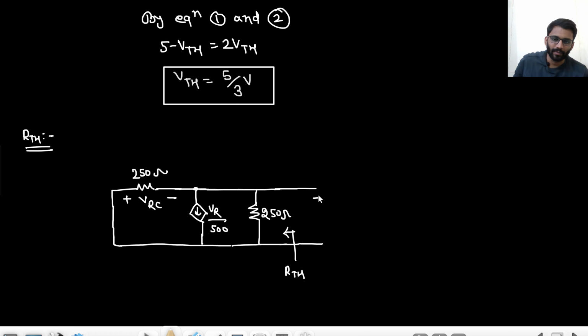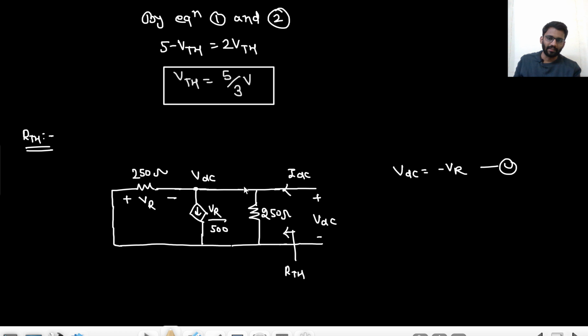So what you will do? You will make a voltage source VDC and will get a current out of it, that is IDC, right? So this potential will also be VDC. So here what do you see? It is VR only. What do you see here? VDC is equal to minus VR, right? VDC is equal to minus VR.